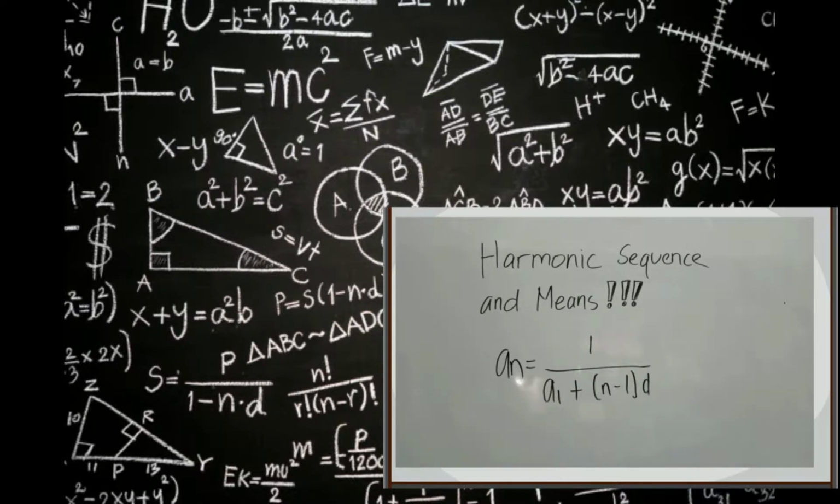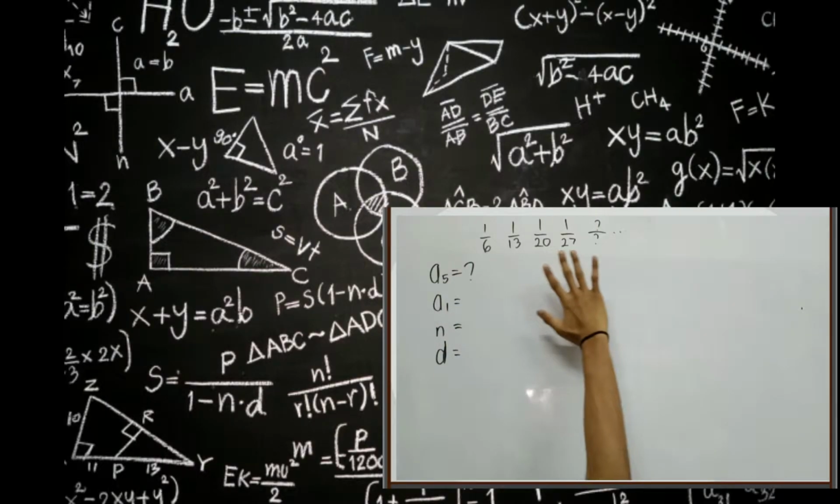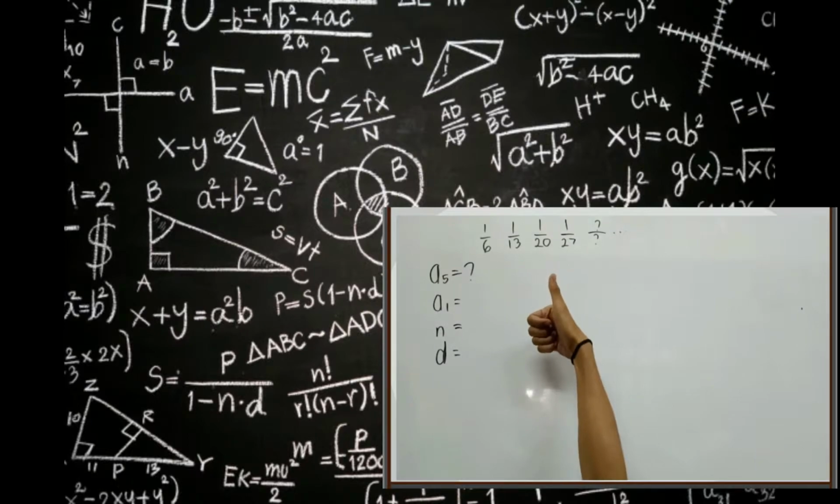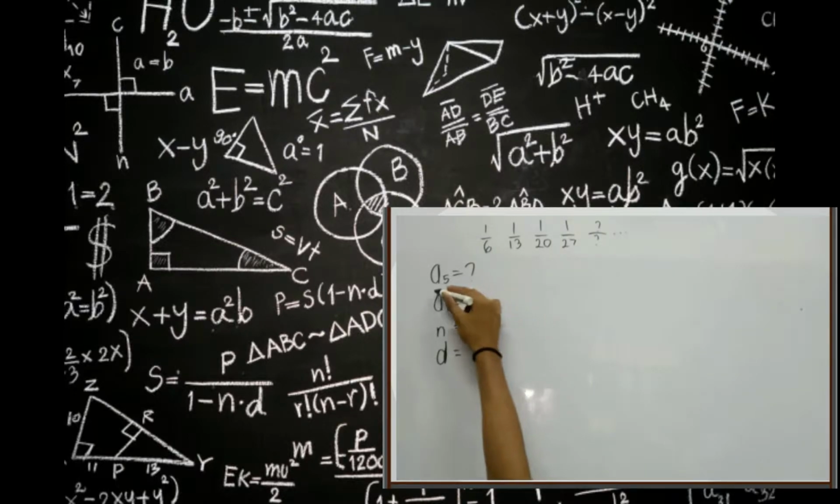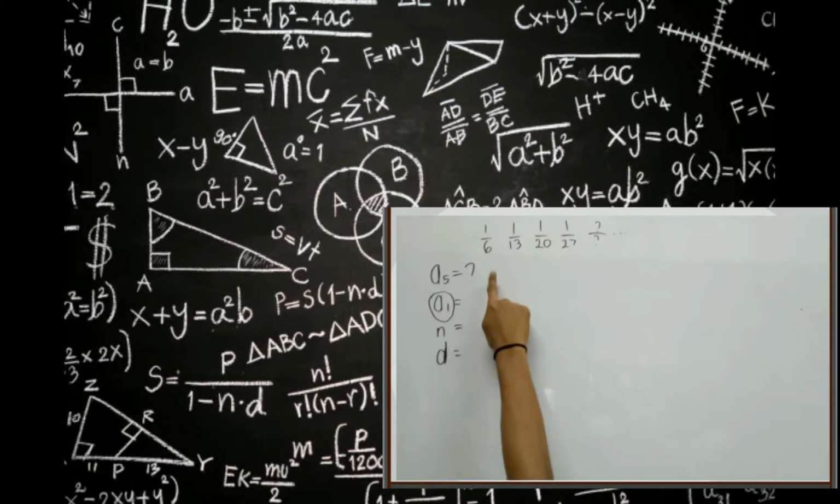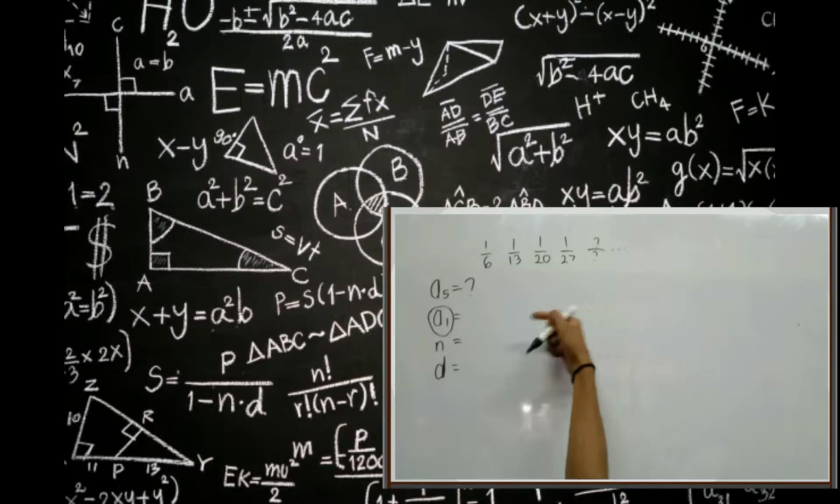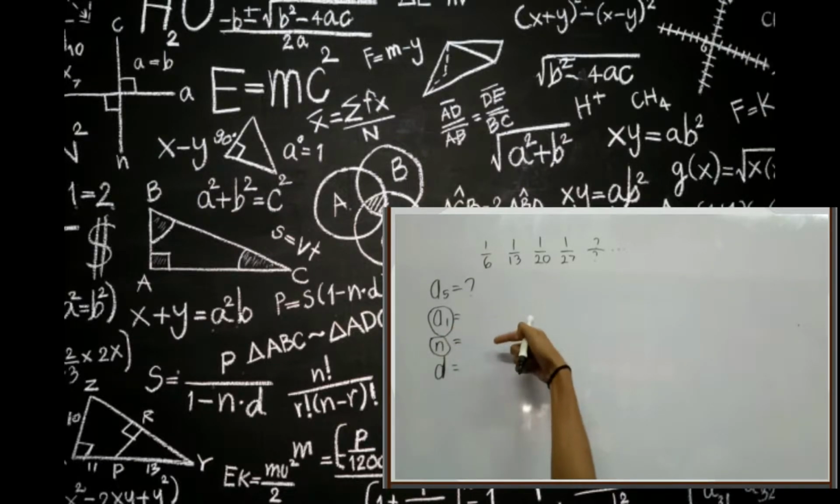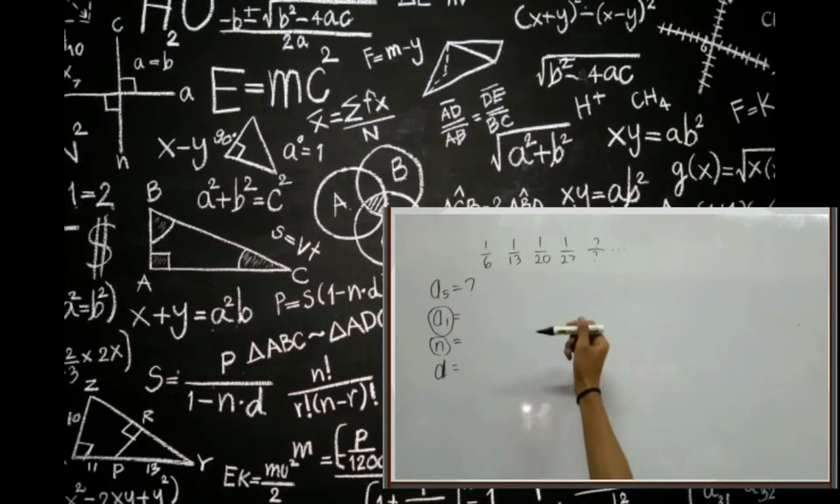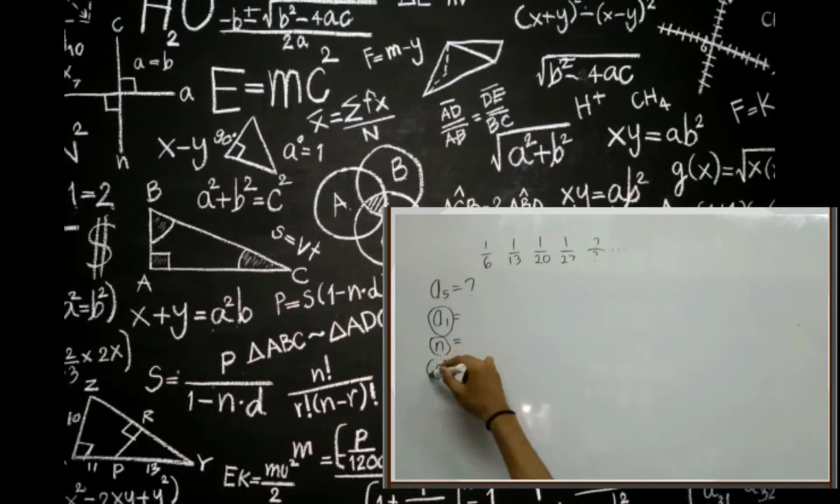Now, you know the formula, right? As you can see, Mr. Gian gave us a given and we're going to answer it. A sub 1 symbolizes the first term, which is 1/6, right? Yes. And n symbolizes the number of terms including the missing one. That's correct. And the last one is d, which symbolizes the difference.